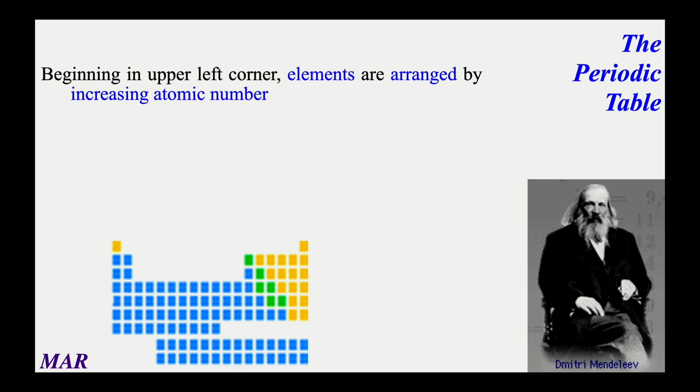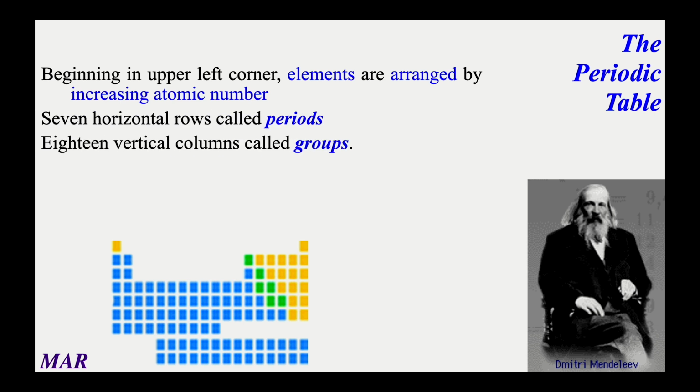Mendeleev was a real interesting person. His picture is in the lower right-hand corner there. Elements are arranged by increasing atomic number, all right? So hydrogen with atomic number 1 is in the upper left, and helium with number 2 in the upper right, and then lithium, which is the next biggest one, right under hydrogen, etc.